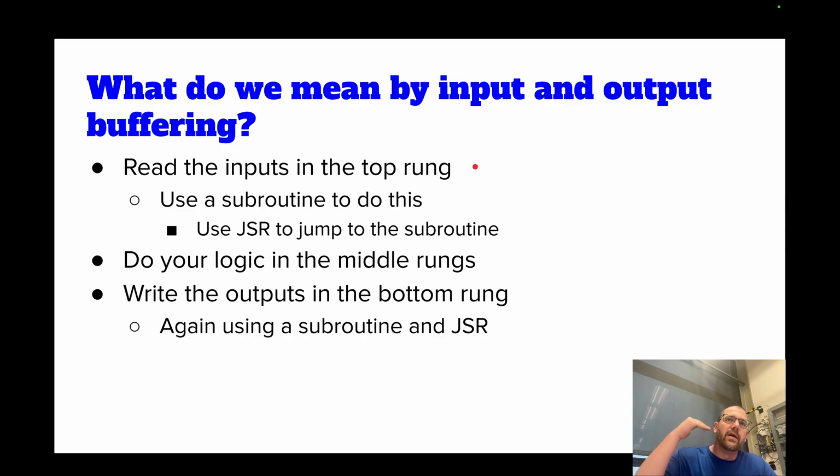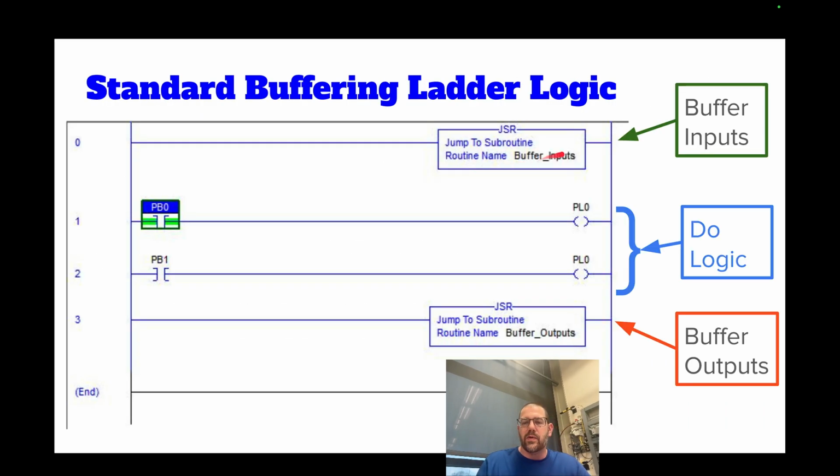I have this graphically here. In this subroutine, we're going to take all the physical inputs and write them to tags. We're going to then use those tags for our logic in the middle, and write to output tags. Yes, there's a duplicate destructive bit here. We'll talk about that in a minute. And then in the last rung, we're going to take our output tags and write them to the physical outputs. So I'm now going to demonstrate both flickering and my solution.